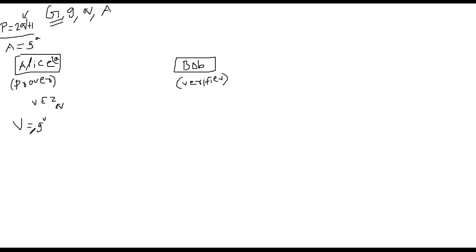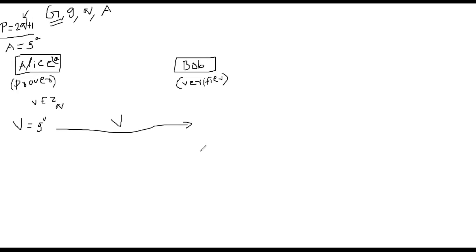Okay, and she generates a capital V, which is nothing but G power V, and she sends capital V to Bob. Okay, so Bob gets capital V. Remember, Bob cannot compute small v from capital V because that's a discrete logarithm problem. So Alice sends capital V to Bob. So what will Bob do?